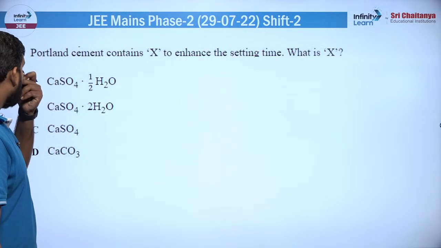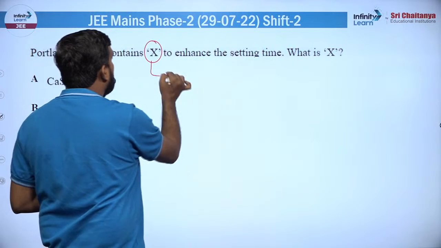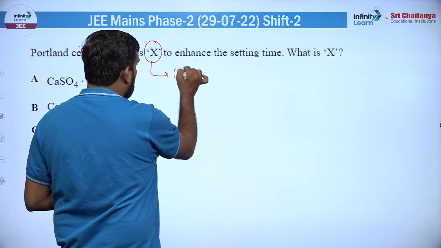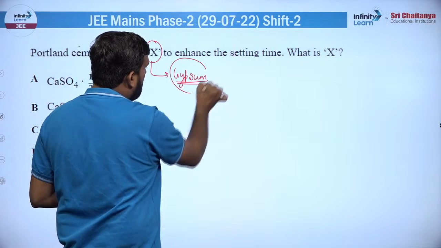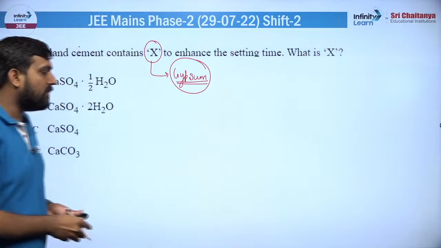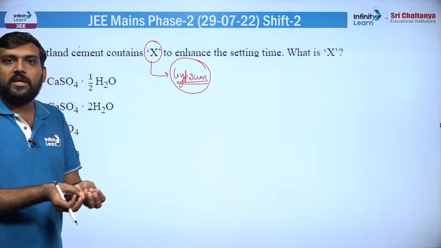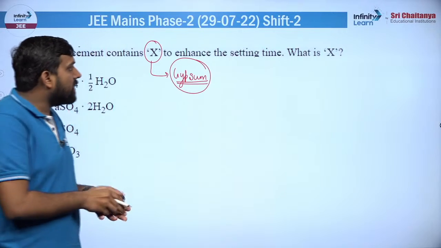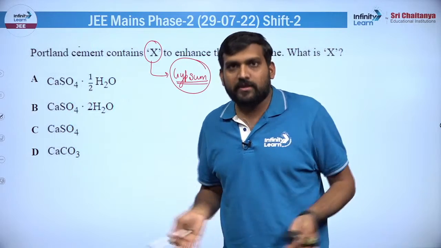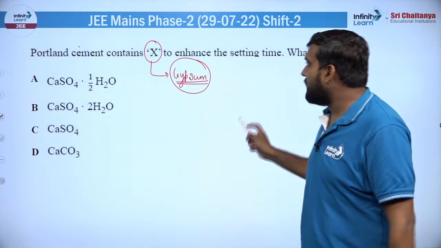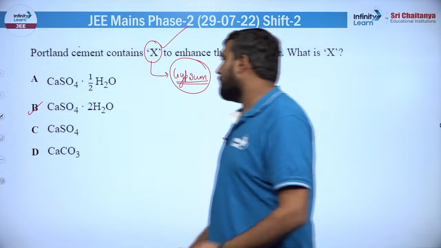Going to the next question, Portland cement contains X to enhance the setting time. So basically we add gypsum. Remember, we add gypsum to increase the setting time. Otherwise the cement will set in 10 seconds and you will not be able to form the compound that you want, with the setting time that we require for construction. That's why we add gypsum in that. So the correct answer is gypsum, that is option number B.